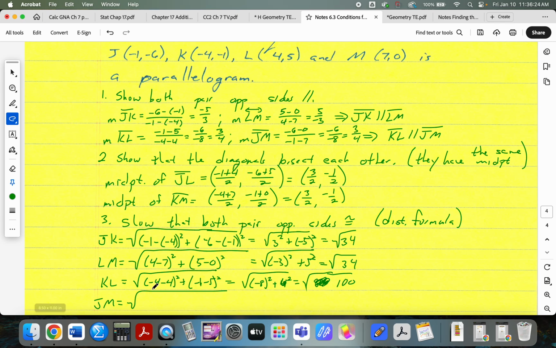Let's make sure JM ends up being the same way. So negative 1 minus 7 quantity squared plus negative 6 minus 0 quantity squared, so that's going to be negative 8 squared plus negative 6 squared. Yeah, that works out. Okay. We made it with 2 minutes to spare.